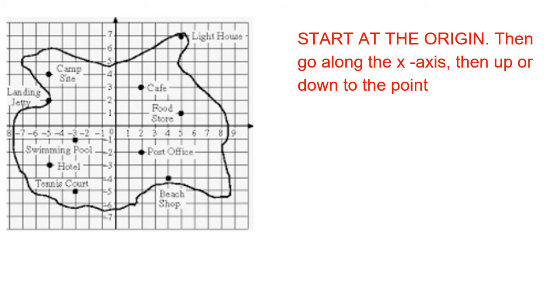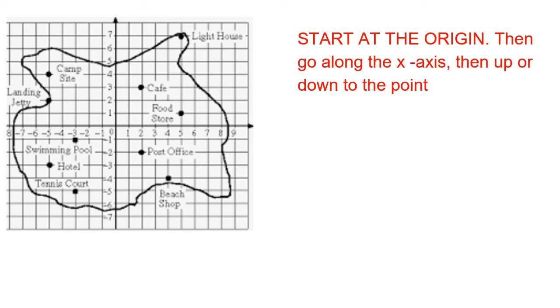Okay, fourth one I'd like you to give me the coordinate for is the swimming pool. So find the swimming pool. What would the coordinate be for the swimming pool? Now this time we've gone 3 to the left, so that's -3, then we've gone down, so that's -1. So your final coordinate for the swimming pool would be -3, -1. We went left 3, down 1.